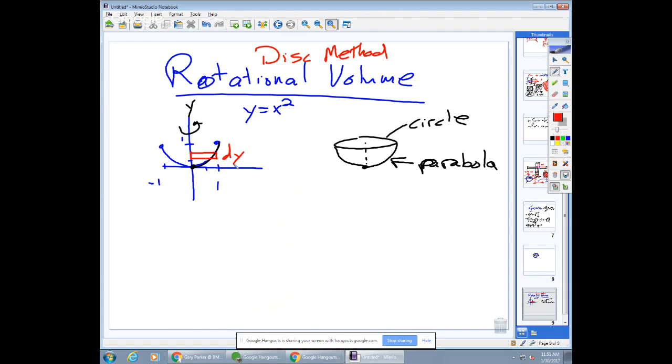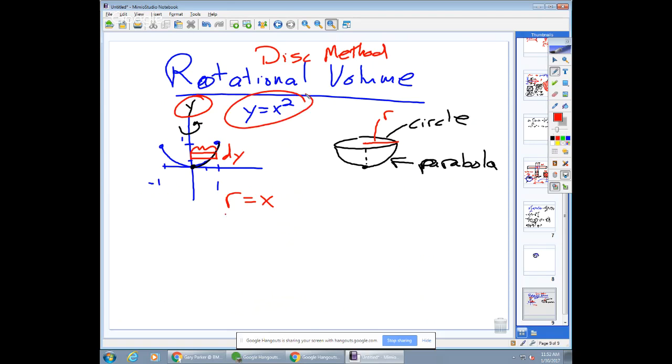Now, when I rotate it, I'm going to generate these circles, and so I need to identify the radius of those circles. Well, the radius would just be the distance from here to there, right? That is a horizontal distance. Which variable measures horizontal distances here? Yeah, so the radius is an x value. However, I'm integrating with respect to y here. So is there a connection to find a radius, an equation that will connect x with y?